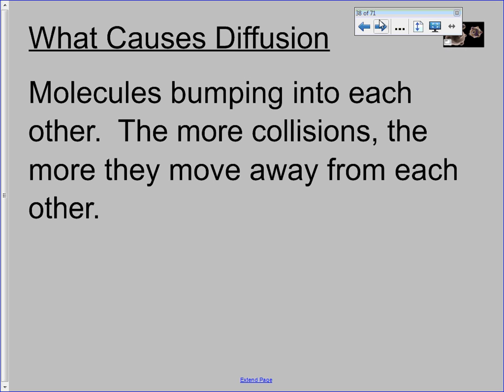So diffusion in our bodies, let's use the oxygen example, has to do with molecules. Because they're moving, they bump into each other. Think about it, when you're in a line and somebody bumps into you, you naturally are pushed away from that person until you bump into another person, and then that person's pushed away from you, and so on. So diffusion is caused by these molecules bumping into each other.